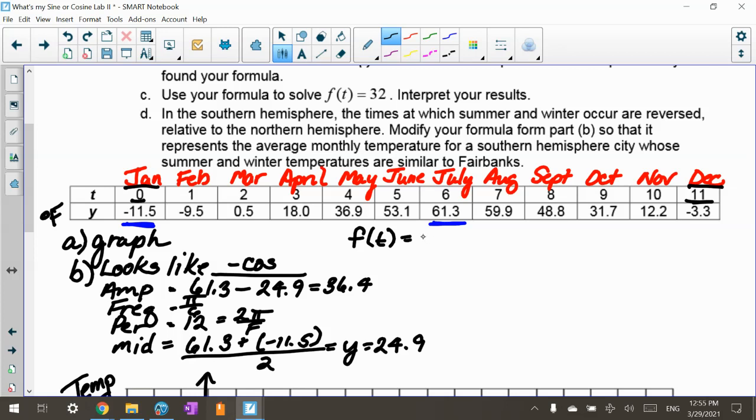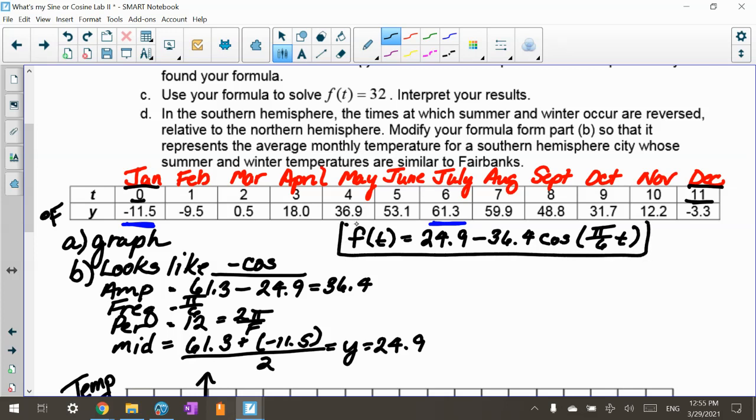Now I'm going to put the midline up front, even though people don't really like that, but I'm trying to get you used to it, because sometimes you'll see that: 24.9 minus 36.4 cosine pi over 6t. So this is just to get you used to this. If you wrote it as negative 36.4 cosine pi over 6t plus 24.9, that's perfectly fine. So there is an approximation of my data of all the temperatures in Fairbanks, Alaska.